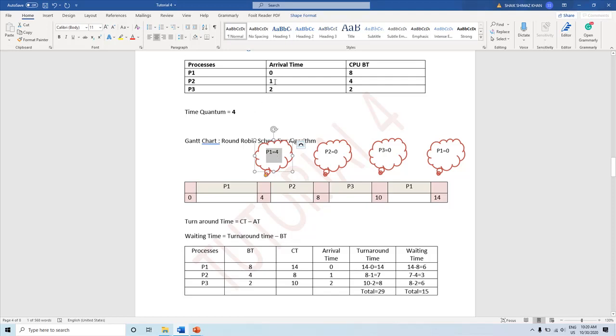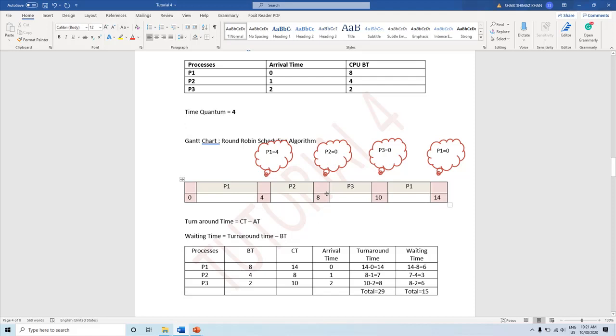Now P2 has arrived in the ready queue second. So P2 would get the chance next. P2 would run from 4 until 8, and its burst time is 4. So the P2 burst time would become 0. So now P2 terminates, exits. It has used the CPU until its burst time.